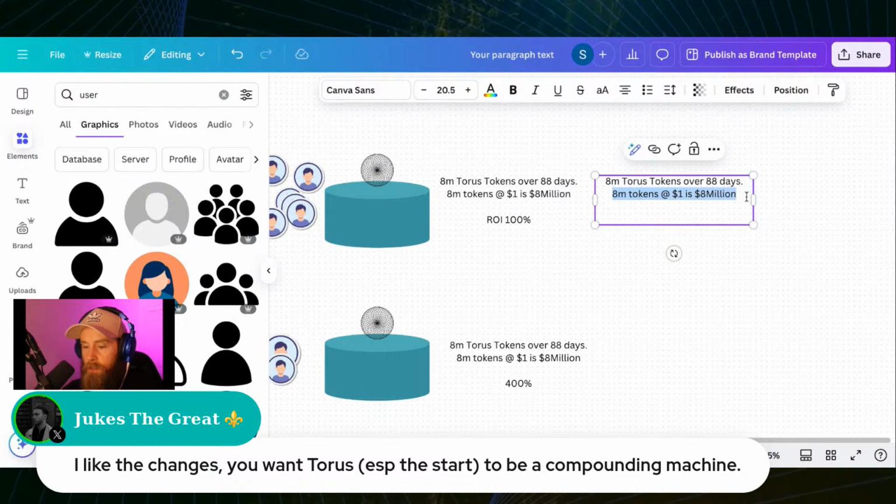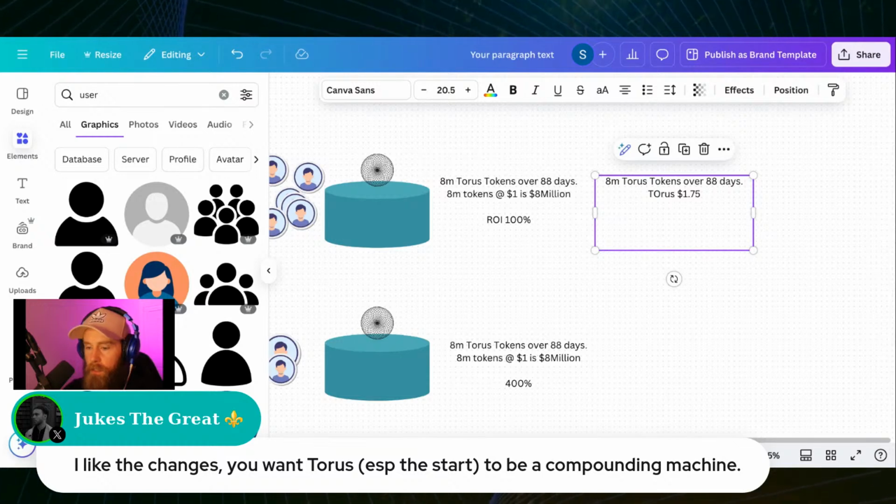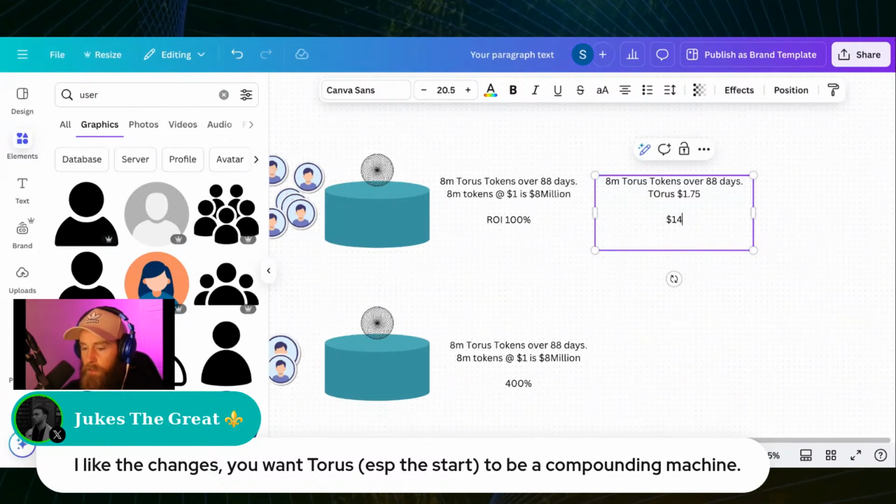Okay, so TORUS is $1.75. This means that if I grab my trusty calculator and do 8 million times 1.75, that is $14 million. So that's $14 million, exactly, in TORUS tokens.